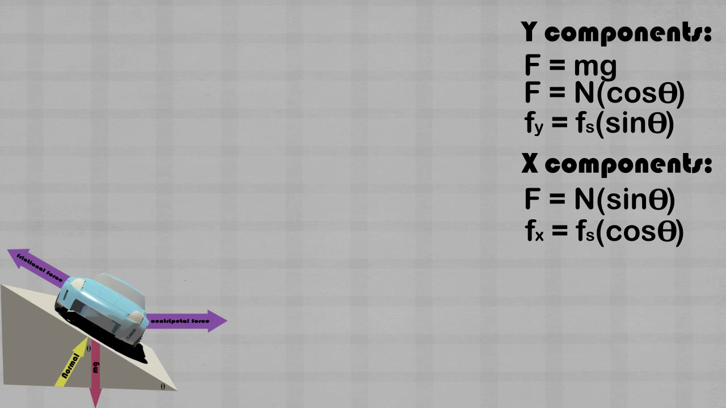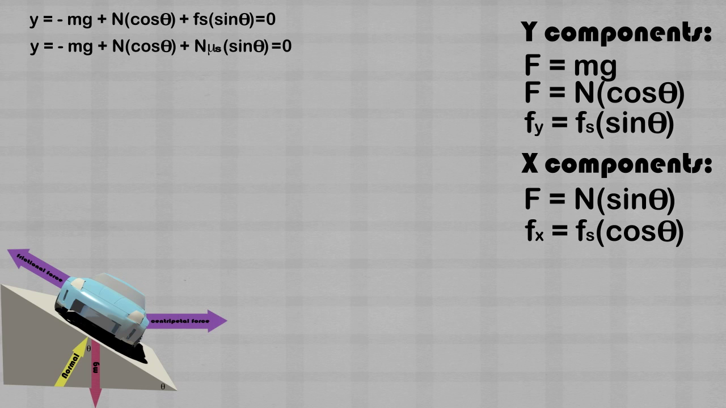Let's set up our equations involving y components. Since the car does not move in the y direction, the sum of the forces must be 0. The downward direction of gravity opposes the upward direction of the normal and frictional force. Similarly, there is no movement in the x direction, so we can set our x components equal to the centripetal force, mv squared over r.